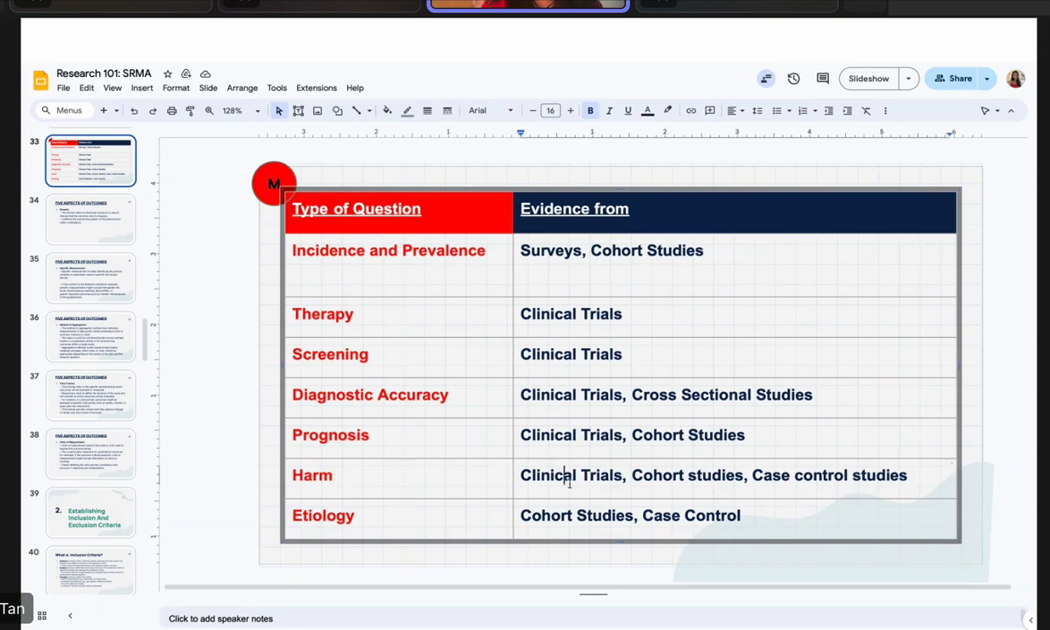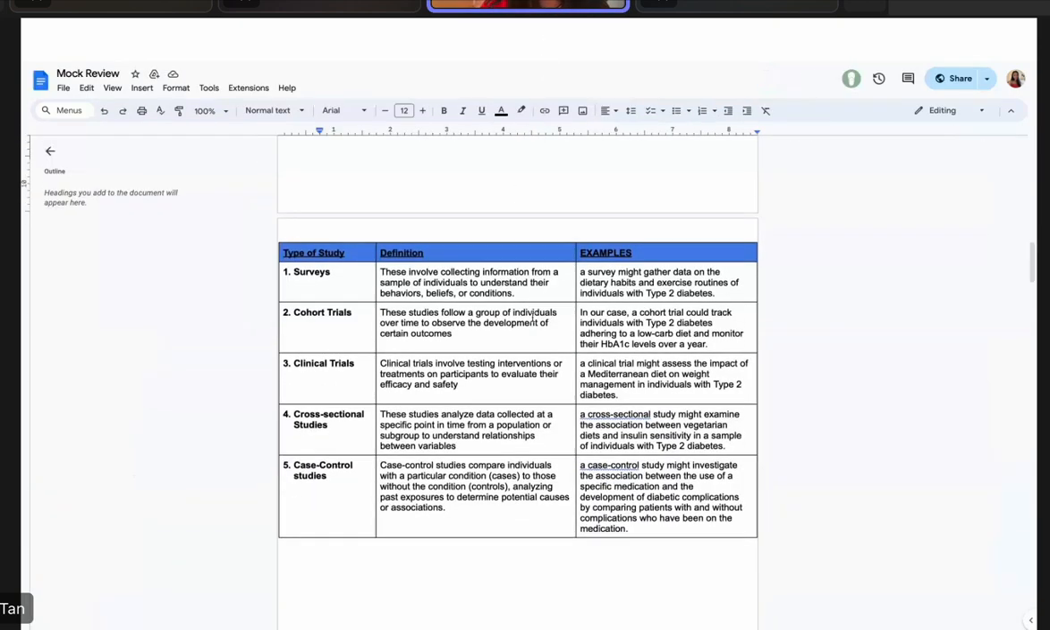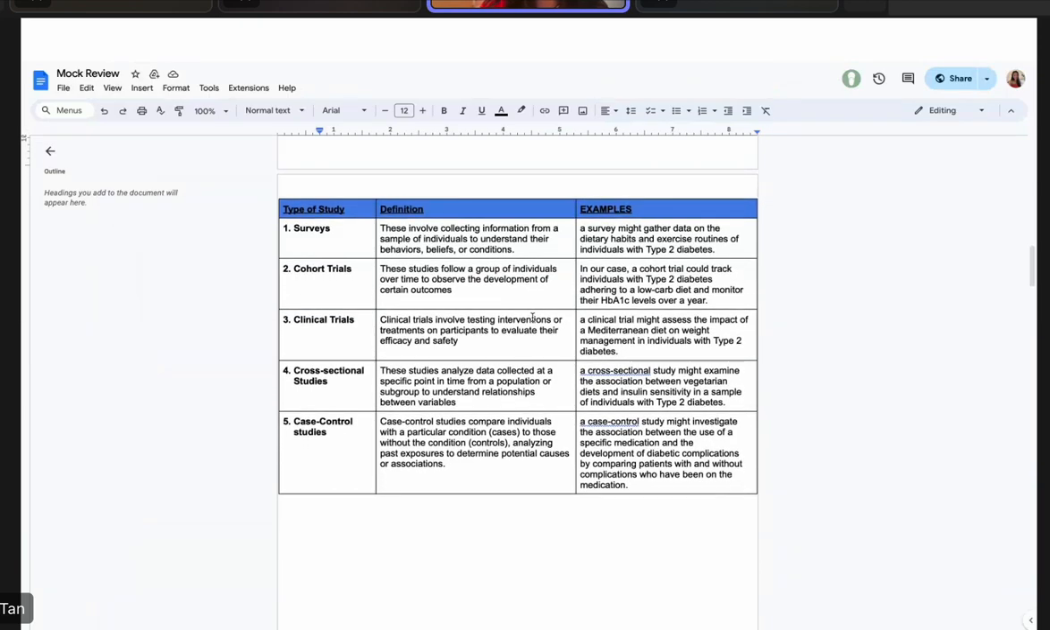Harm, clinical trials as well, because you give the patient the drug and you see how they respond to it. Cohort studies and case control studies. And etiology, cohort studies and case control. Okay, so let's see here. We should have the definitions. Great. So you have them here.